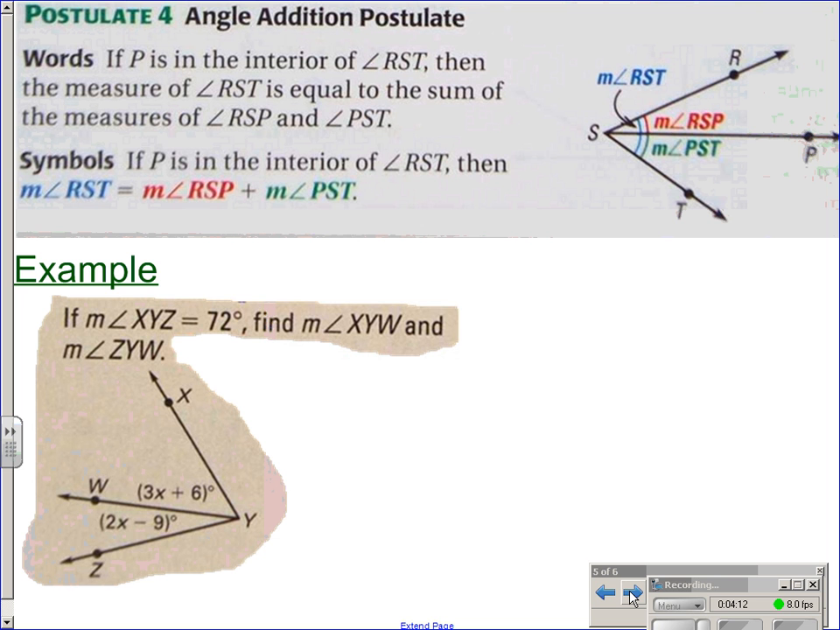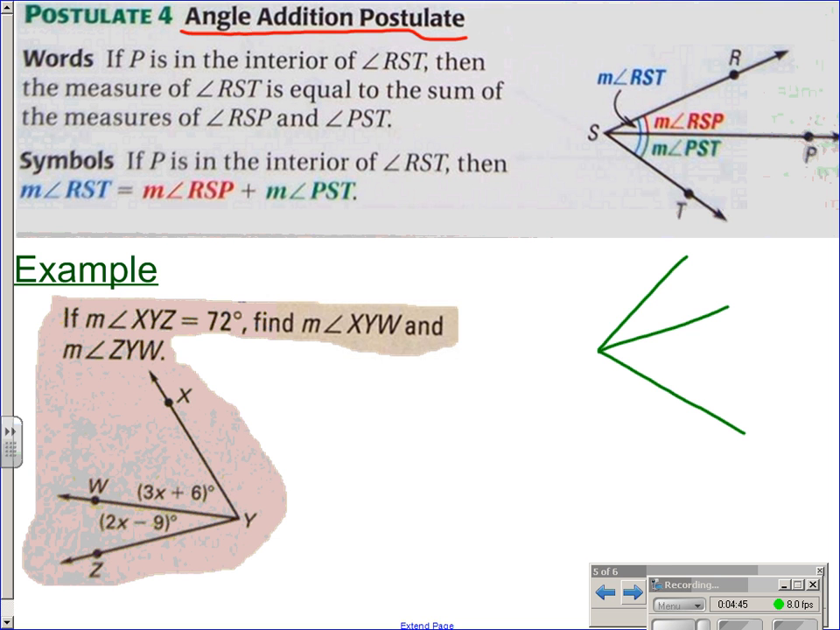Postulate number 4. Don't really care about the numbering of it, but the name. Very, very important. Angle addition postulate. Just like the segment addition postulate, you're going to see this, you're going to use this a whole lot this year. So very important. Hit pause, copy this stuff down, especially the picture. Okay, so basically the idea is, and I'm going to try to add to this drawing. No, I'm just going to do a separate drawing.